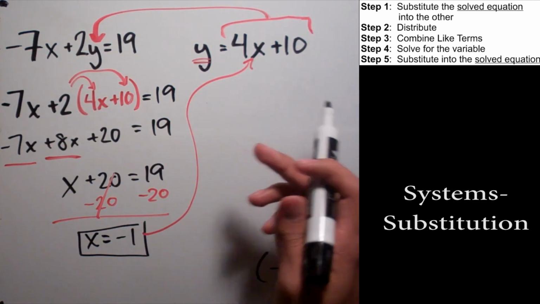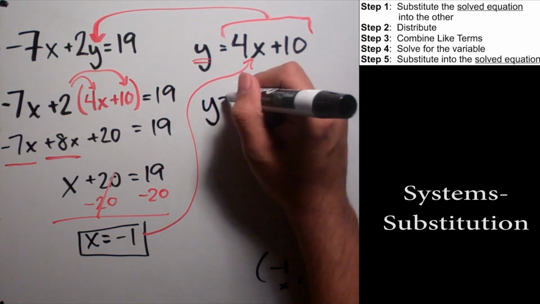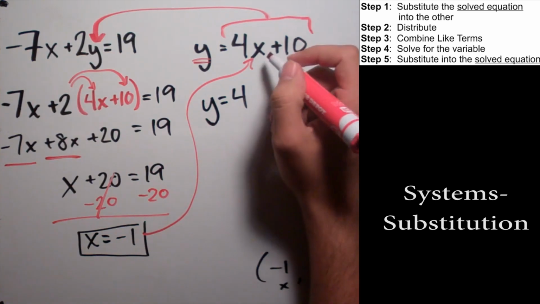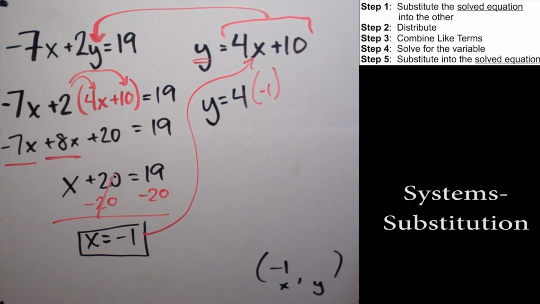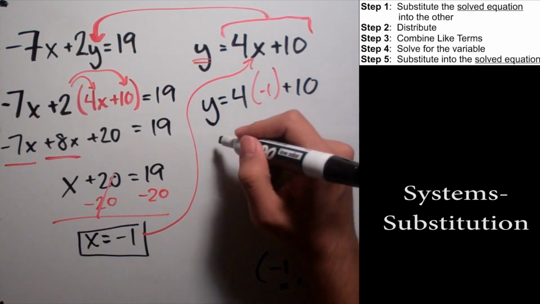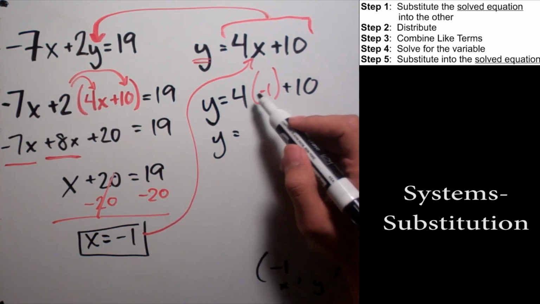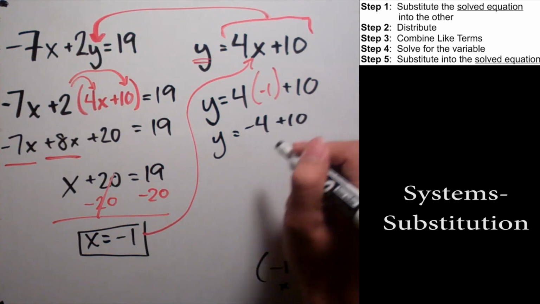So in a similar sense, I'm substituting again. So I'm going to rewrite this equation, y equal to 4, and in place of x, I'm going to put negative 1 in parentheses, right? Just being safe, being very cautious when I substitute. And over here, let's simplify. Multiplication and addition, I'm going to multiply first. 4 times negative 1 is a negative 4, and plus 10.